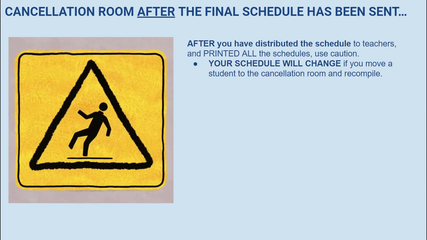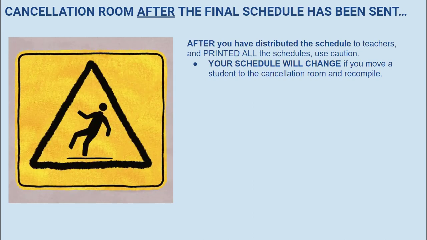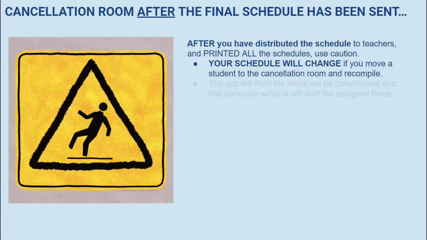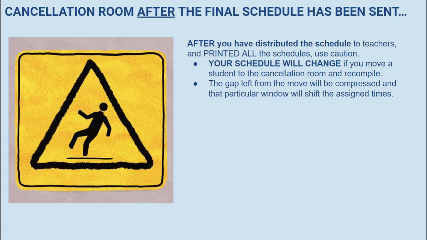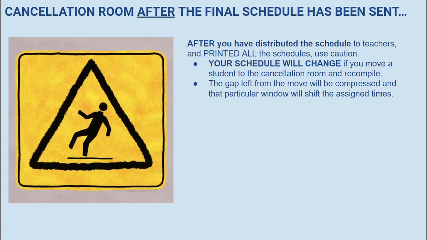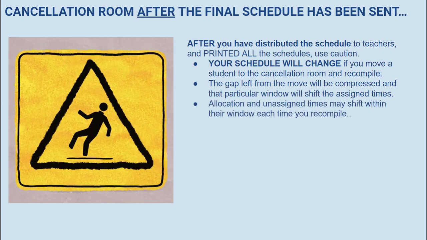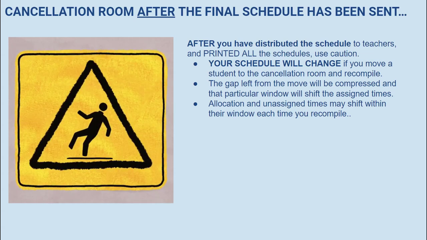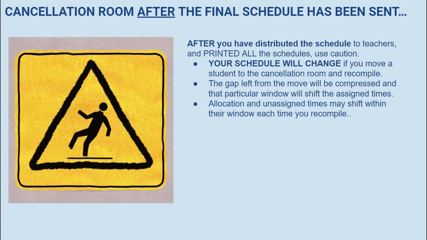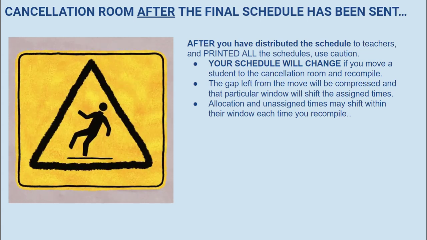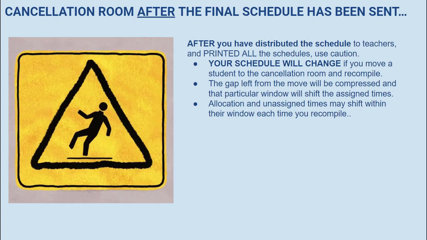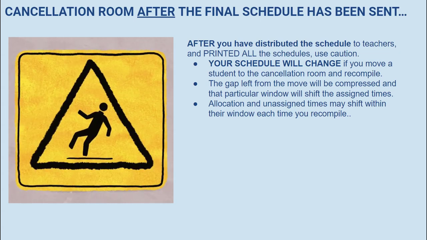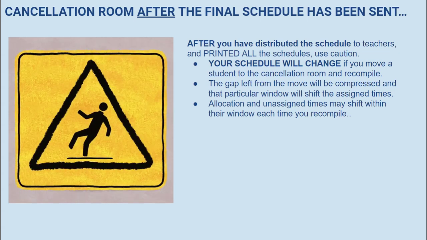Your schedule will change. If you just move a student to the cancellation room, then recompile to save the changes, the gap left from the move will be compressed and that particular window will shift the assigned times. If you have quite a few allocations, unassigned pre-scheduled times, the specific times may also shift within their window each time you recompile, and teachers will not be happy with the unexpected time changes. So, what do you do?